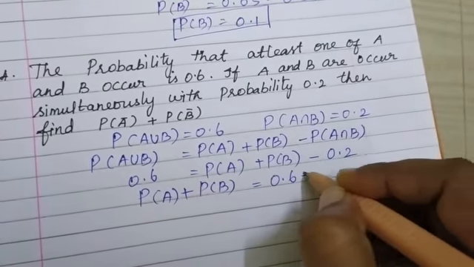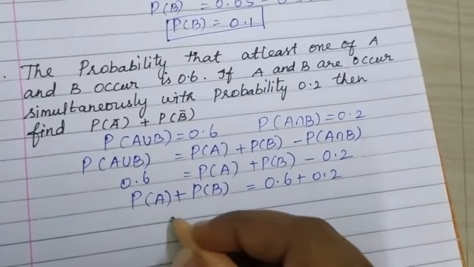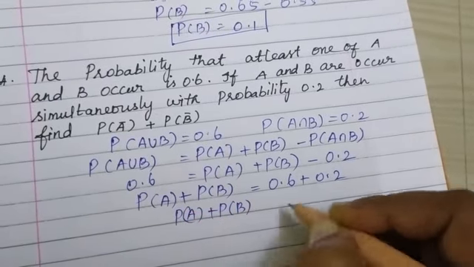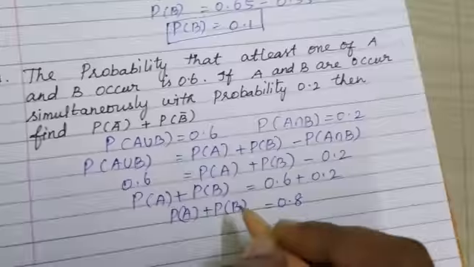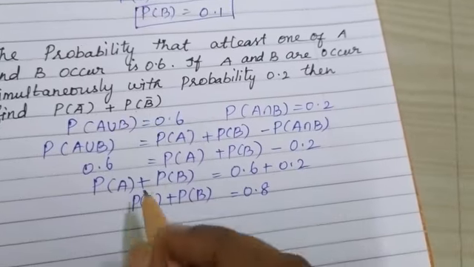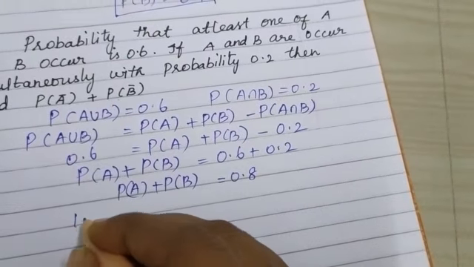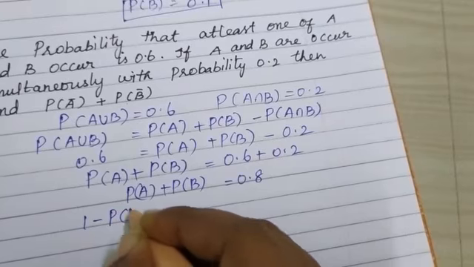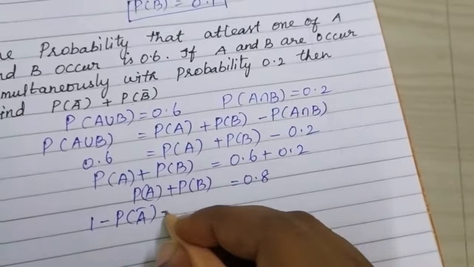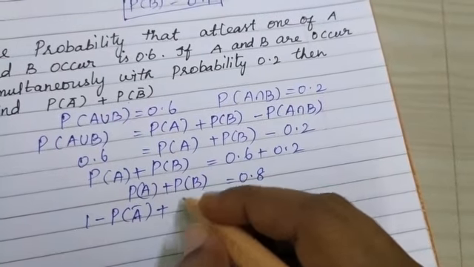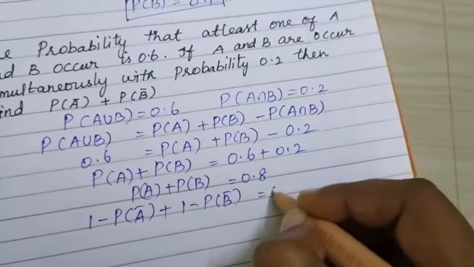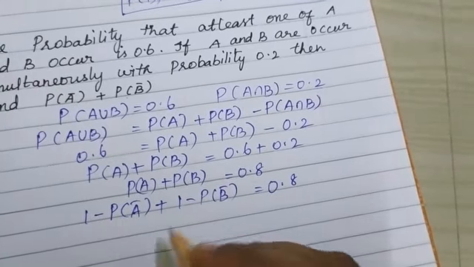So P of A plus P of B is equal to 0.6, this minus changes into plus, 0.2. So P of A plus P of B is equal to 0.8. This is asking P of A dash plus P of B dash only. P of A, how do we write? P of A we should write 1 minus P of A dash. P of B also we will write the same, 1 minus P of B dash. So 1 plus 1, 2.